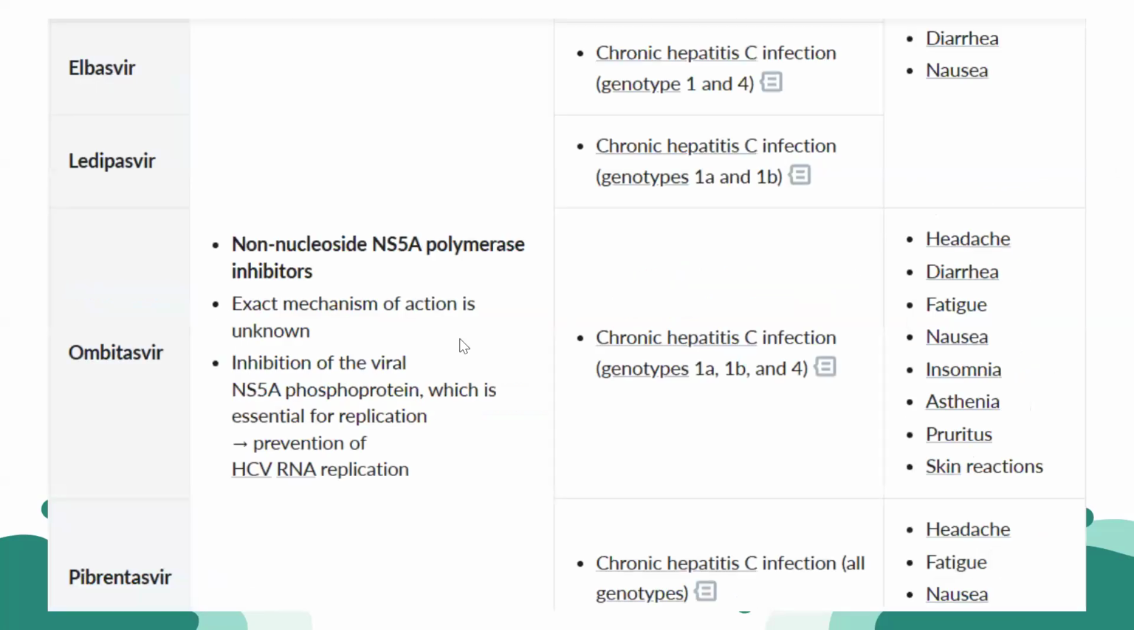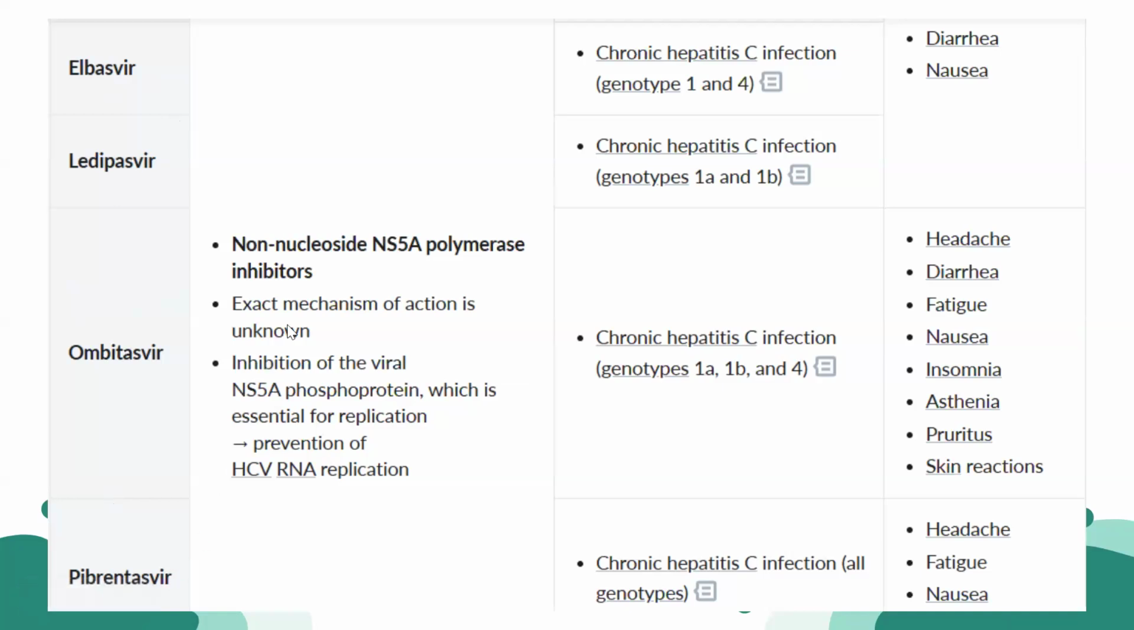All right. Next, we move on to the NS5A polymerase inhibitors. For these, you're supposed to know 3. We're going to talk about elbasvir, ledipasvir, and then the velpatasvir, right? Again, it's NS5A, so all of them have an asvir suffix. Okay, that's how you sort of know.